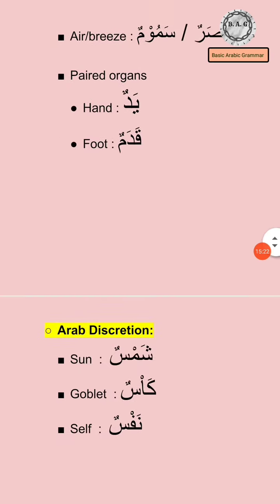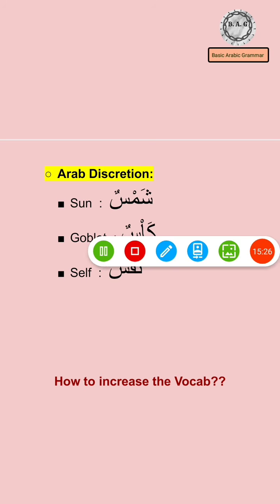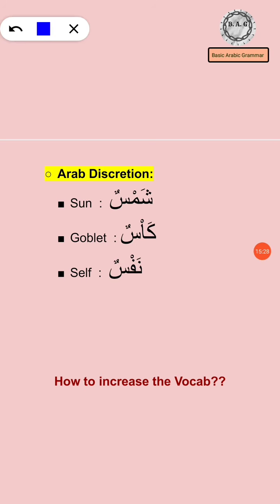And our final category is the Arab discretion. If Arabs have said that it is feminine, okay, we bow our heads to that. So sun is shamsun, and it is feminine because the Arabs have said so. Okay. Similarly, goblet or a glass is kasun, and that becomes feminine because Arabs said so. Similarly, self is nafsun, so it becomes feminine because the Arab linguists have decided that.